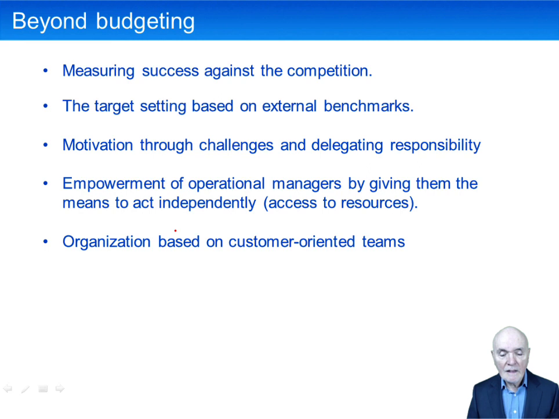Beyond budgeting instead says that we shouldn't be measuring success against the budget, we should be measuring against the competition. Sustainable profits means that we're going to be reliably beating the competition in the long term, and that's what's important. Target setting shouldn't be set on what we did last year, it should be set on external benchmarks. If a competitor, say, has only one unit in 1 million which is failing and has to be returned, then that's what we should be doing. We shouldn't be happy with our 1 in 100,000 failure rate.